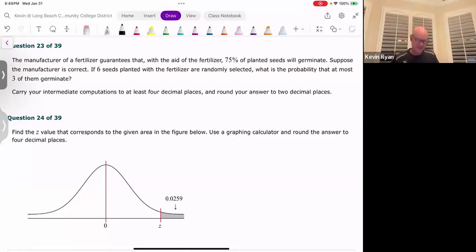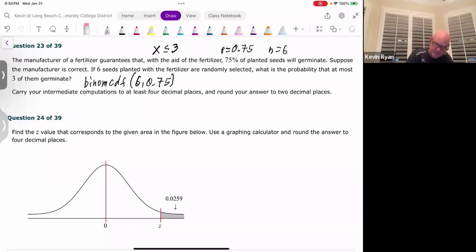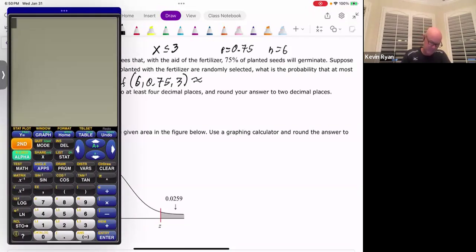The manufacturer of a fertilizer guarantees that with the aid of the fertilizer, 75% of planted seeds will germinate. Suppose the manufacturer is correct. If 6 seeds planted with the fertilizer were randomly selected, what is the probability that at most 3 of them germinate? At most means X is going to be less than or equal to 3. This is a binomial distribution, and we have that N is 6. So this is going to be binomCDF of 6, 0.75, comma 3. It says rounded to two decimal places.